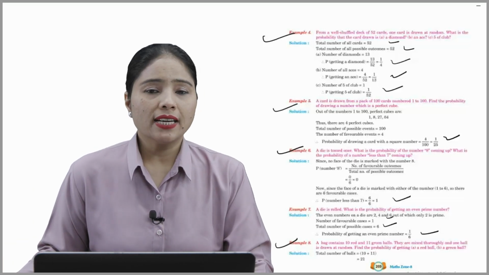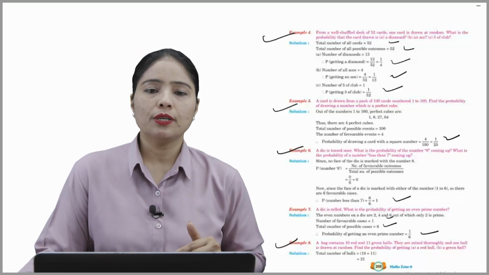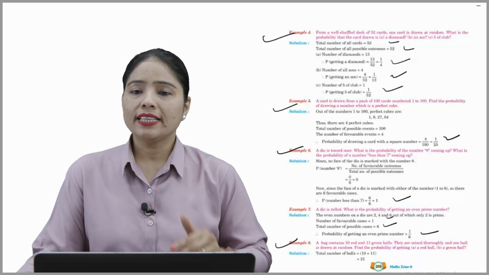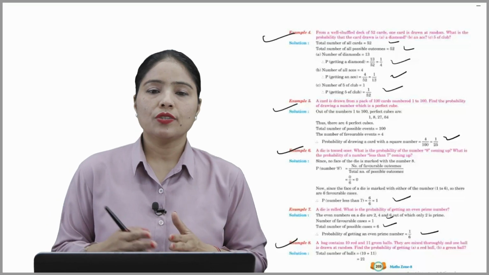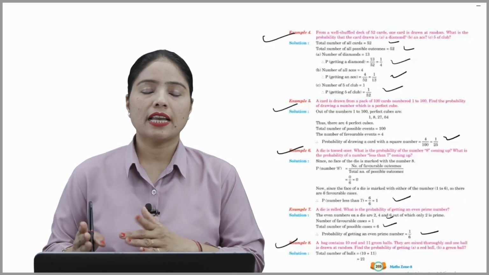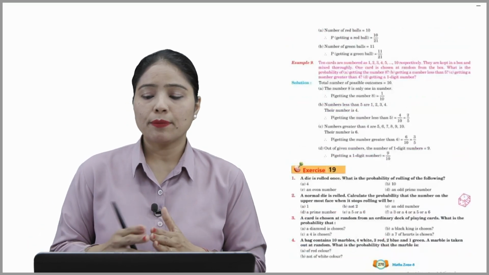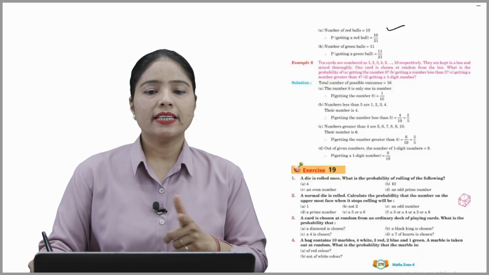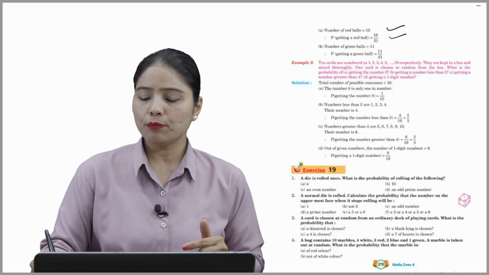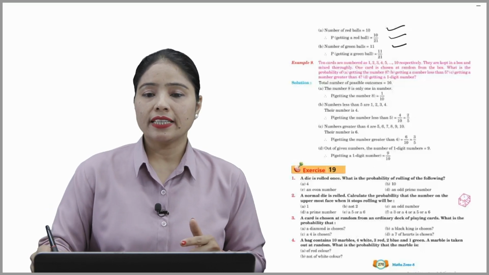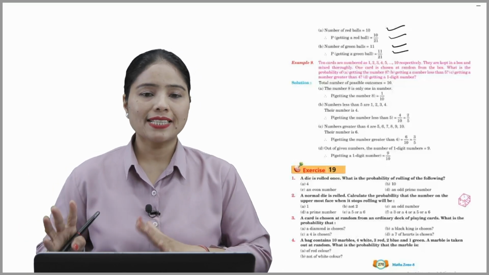Now example 8. A bag contains 10 red and 11 green balls. They are mixed thoroughly and one ball is drawn at random. Find the probability of getting a red ball and a green ball. Now the solutions. The total number of balls is 10 plus 11, that is 21. The number of red balls is 10, so P of getting a red ball is 10/21. Similarly for part B, the number of green balls is 11, so P of getting a green ball is 11/21. So this is how we do this kind of sum.